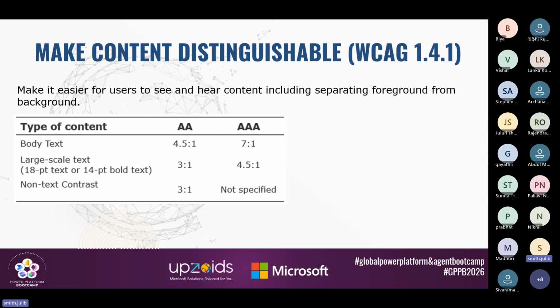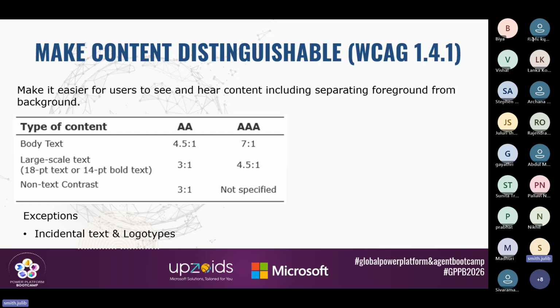Now you can see the level AAA has higher thresholds, although it does not specify the non-text contrast. So you should also try to stick to a contrast ratio of 3 to 1. Of course, there are some exceptions. So if you have any decorative text or image, or for logotypes, you do not have to comply with these criteria in making content distinguishable.